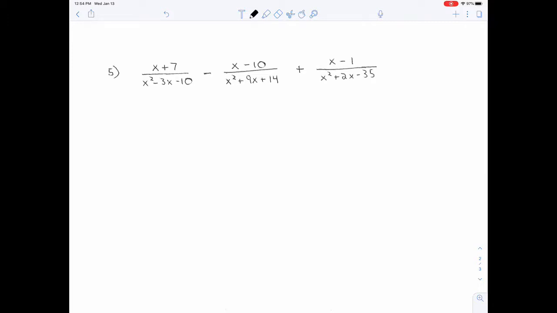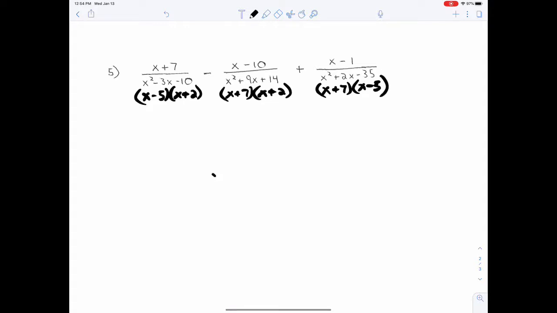Okay, so let's factor the denominators. So we have x minus 5 times x plus 2, x plus 7 and x plus 2. And this would be x plus 7 and x minus 5. Okay, so what factors do I see? I see an x minus 5, an x plus 2, an x plus 7. All right, I've already got the x plus 2. The x plus 7 I've got, and the x minus 5 I've got. So good, that's our common denominator.